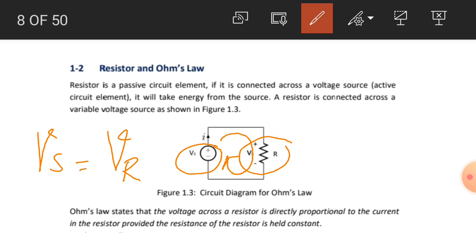This is in accordance with KVL. KVL states that the sum of voltage rises in a loop is equal to the sum of the voltage drops. So there is only one voltage rise in this loop, which is the voltage across the source, that is Vs, and only one voltage drop in this loop, which is Vr, the voltage across the resistor. So Vs is equal to Vr in this particular case.